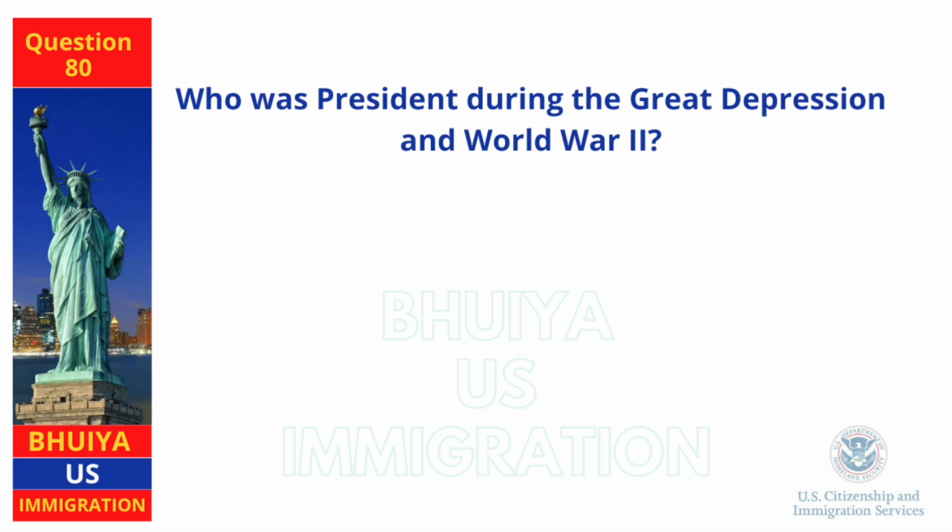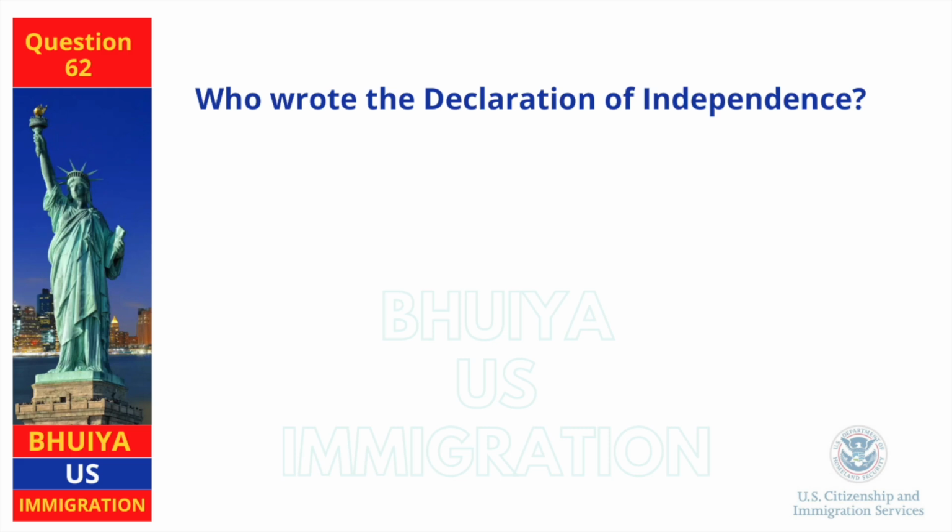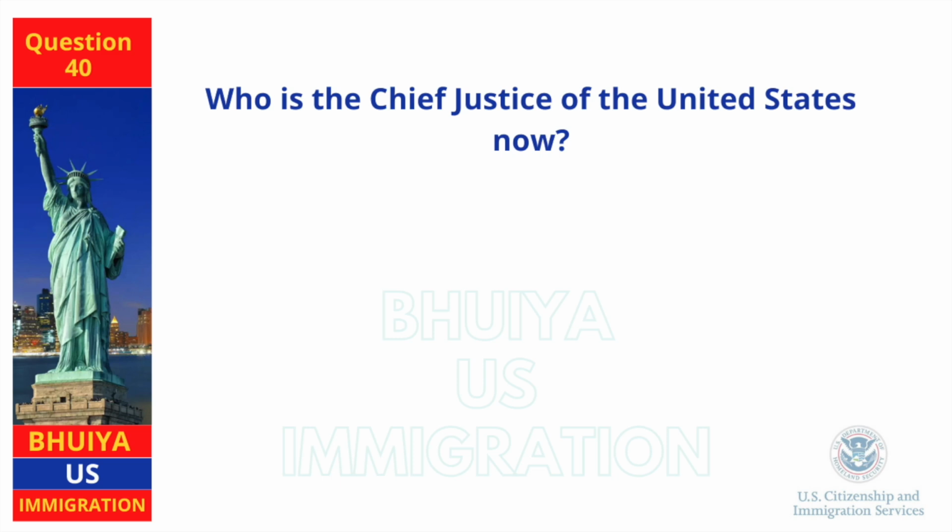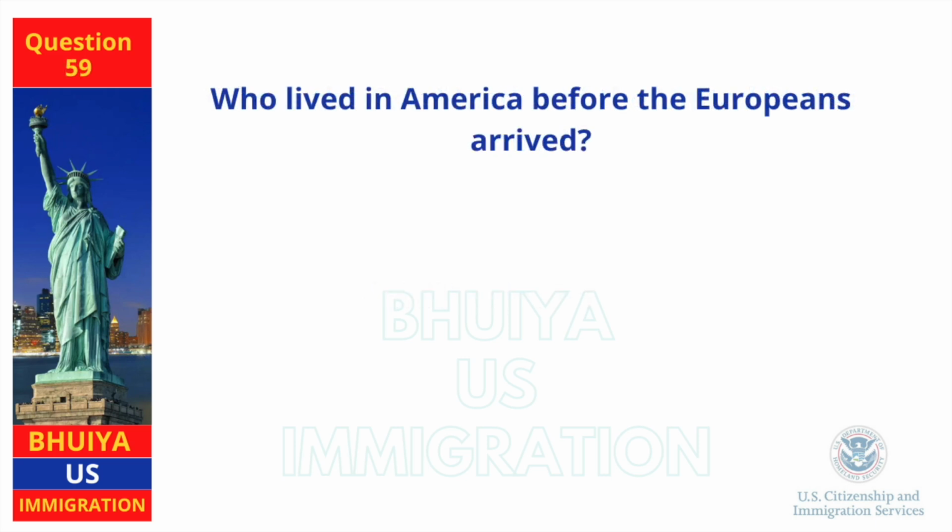Who was president during the Great Depression and World War II? Franklin Roosevelt. Who wrote the Declaration of Independence? Thomas Jefferson. Who is the Chief Justice of the United States now? John Roberts. Who lived in America before the Europeans arrived? American Indians.